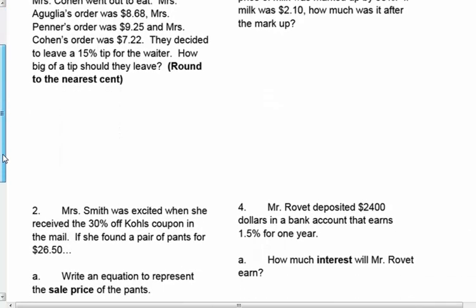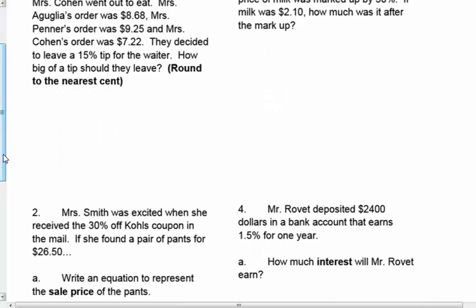Okay, so first thing I need to know is what was the total of all of their bills. So I would have to add Mrs. Agulia's and Mrs. Penner's and Mrs. Cohen's orders all together. So adding these up, the $8.68, the $9.25, and $7.22, I get $25.15. So they want to leave a 15% tip for the waiter.